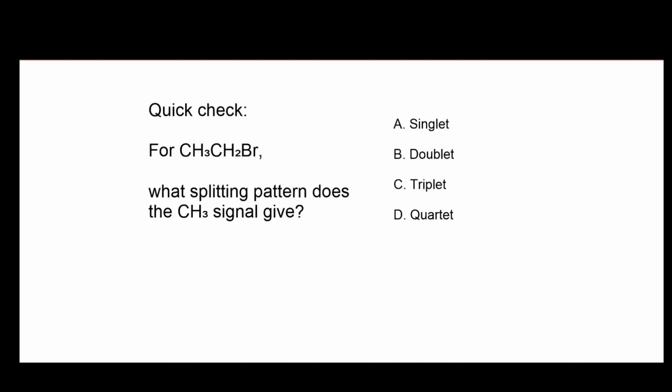Quick check. In CH₃CH₂Br, what splitting pattern does the CH3 signal give? The CH3 group is next to CH2. So, n equals 2 because there are 2 neighboring hydrogen atoms. So, n plus 1 equals 2 plus 1 equals 3. So, the answer is triplet.